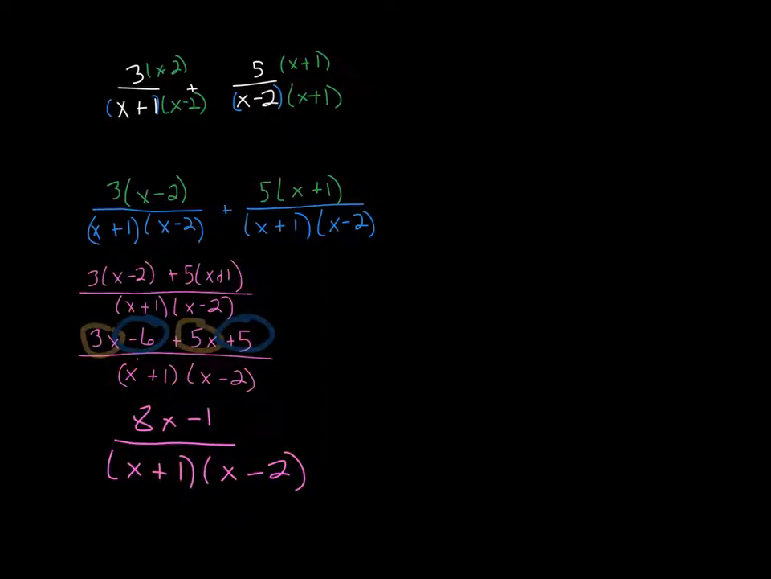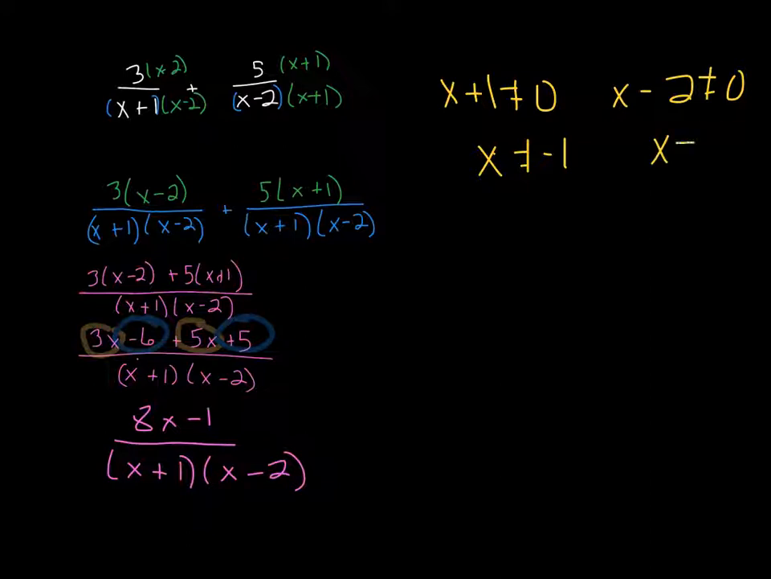Okay, and that's all we can do for adding the fractions. Now we just need to find our excluded values. You have x plus 1 cannot equal 0, and x minus 2 cannot equal 0. So x cannot equal negative 1, x cannot equal 2.